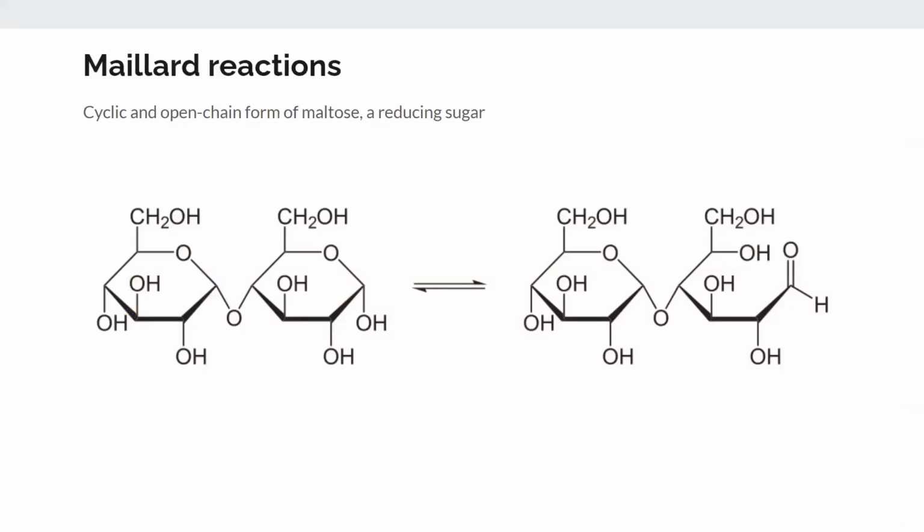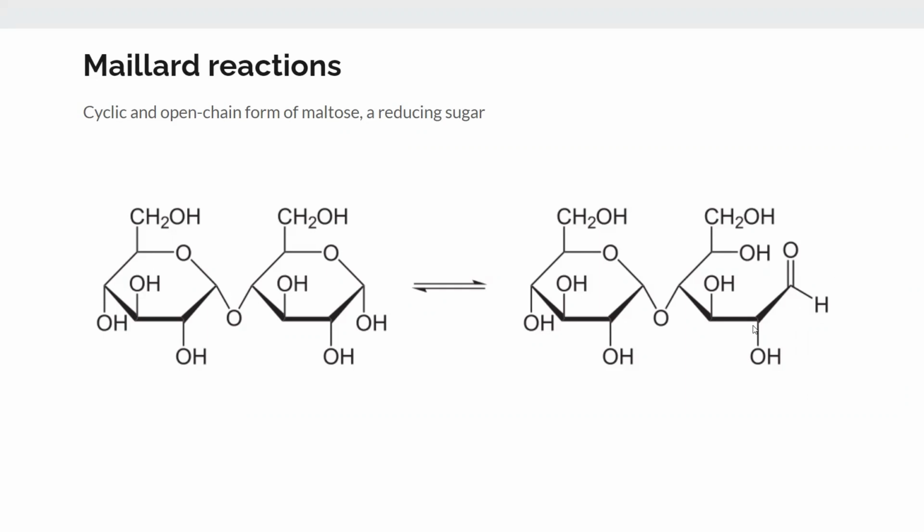The Maillard reactions occur between 280 to 330 degrees Fahrenheit, or above 140 to 165 degrees Celsius. When sugars or starches are heated with proteins or amino acids, brown polymers are produced by a wide variety of complex reactions. For the Maillard reaction, simple reducing sugars are required. These have hemiacetals or open-chain forms with an aldehyde group, like this open-chain maltose that you see.